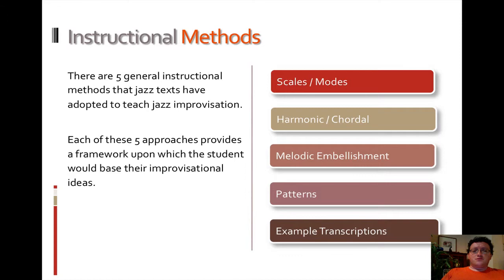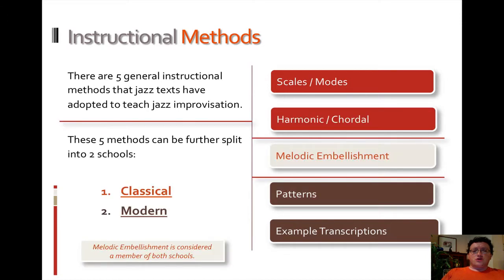These 5 methods can be further split into 2 schools, one classical and another that could be considered modern. For example, the classical school would base improvisation on the harmony of a piece or a scale, while the modern school would employ patterns and example transcriptions. Perhaps the most effective texts offer multiple approaches from both schools, as most modern jazz improvisation textbooks have adopted this combined approach.